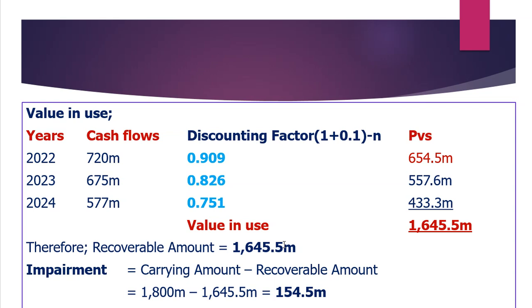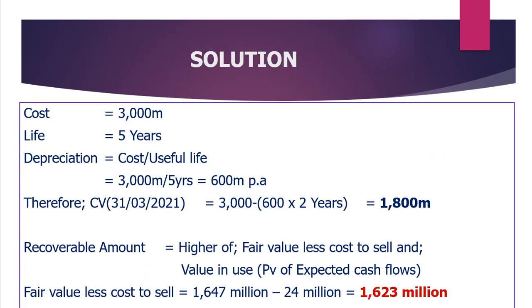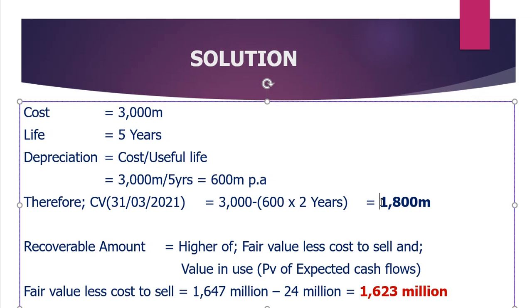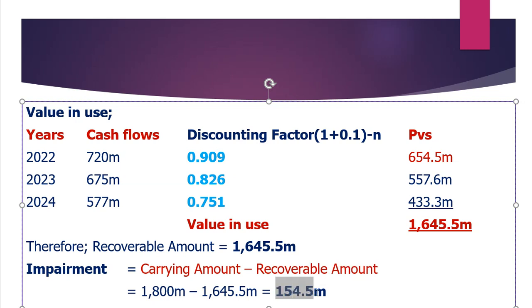So after getting the recoverable amount, we compare it now with the carrying amount, because impairment is equal to the carrying amount minus the recoverable amount. You remember from our workings, our carrying amount was 1,800, 1.8 billion. Compare it with our recoverable amount of 1,645.5 million. What you get is 154.5 million.